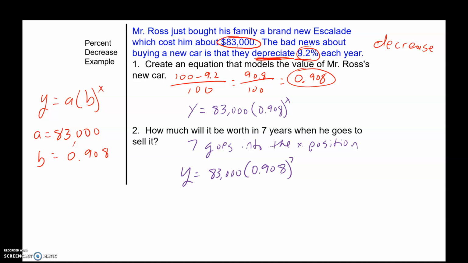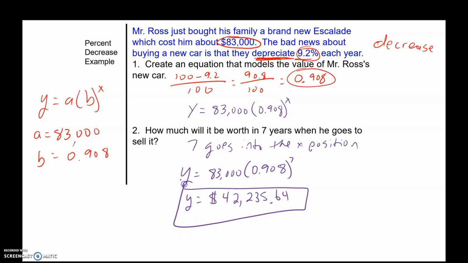All right, now all we do is we literally type this into our calculator exactly like it looks. 83,000, parentheses, 0.908, close parentheses, and then the exponent of 7. So using Desmos makes this a lot easier. And this comes out as y equals, I'll put a dollar sign here, $42,235.64. It says 63.5. We go to the nearest penny, so round up or down to the nearest penny. All right, and that is what this car will be worth in 7 years.